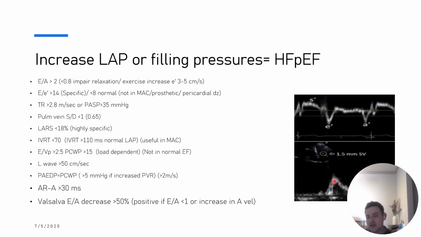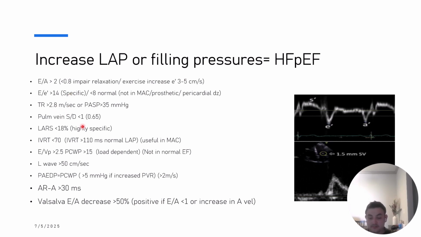So when you have a grade 1 diastolic dysfunction, back in the old guidelines, we have to do an exercise echo. In normal individuals, the E prime is going to increase by 3 to 5. But if you have diastolic dysfunction, the E prime is going to stay there. So you're going to have an increase of E over E prime to more than 14, and then you can diagnose that the patient has heart failure with preserved ejection fraction.